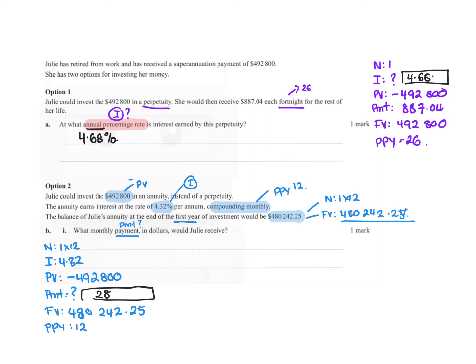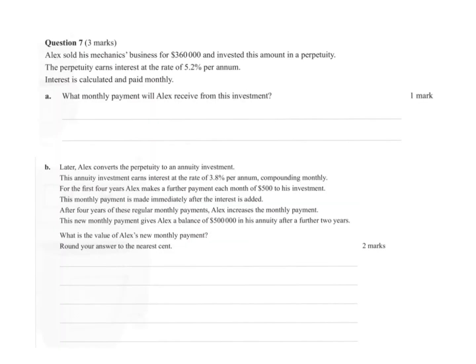Okay, so we get 2,800. So the payment would be 28,000, like that. Sorry. Alex sold his mechanics business for $360,000 and invests it into a perpetuity. The perpetuity earns at 5.2% per annum, and interest is calculated or paid monthly. What is the monthly payment?